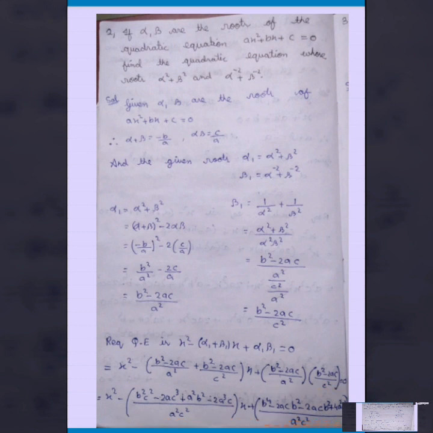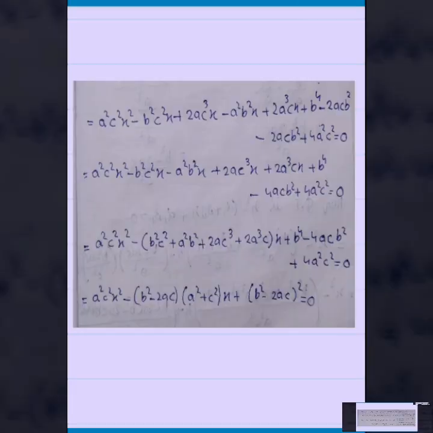So b to the power 4 minus 2ac b square minus 2ac b square plus 4a square c square by a square c square. So we get, after taking the LCM, a square c square x square minus b square c square x plus 2a c cube x minus a square b square x plus 2a cube cx plus b to the power 4 minus 2ac b square minus 2ac b square plus 4a square c square equal to 0.